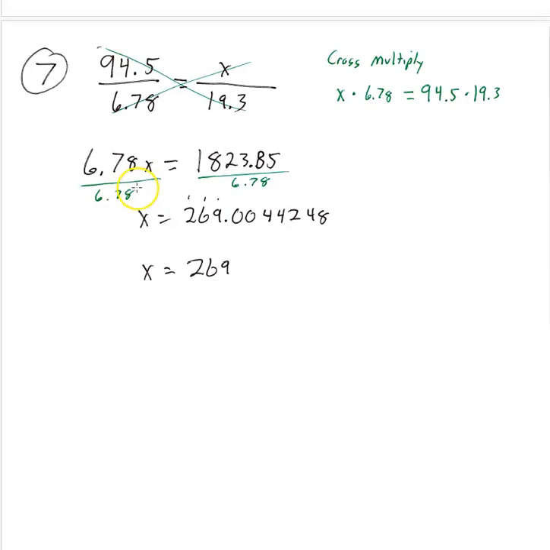Okay. Now we divide by 6.78. And this is exactly what I saw in the calculator. It could even go farther. But it said 3 significant digits. That means 3 digits that are non-zeros at the very end or the very beginning. So I have 1, 2, 3 digits. So I have 269 is my answer.